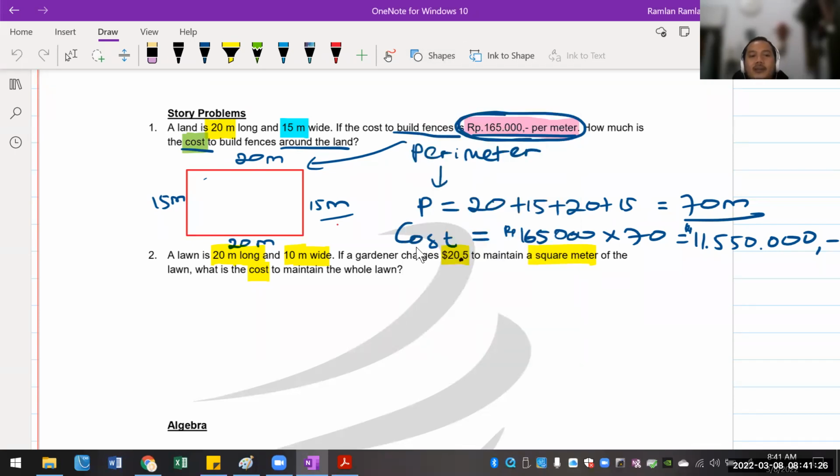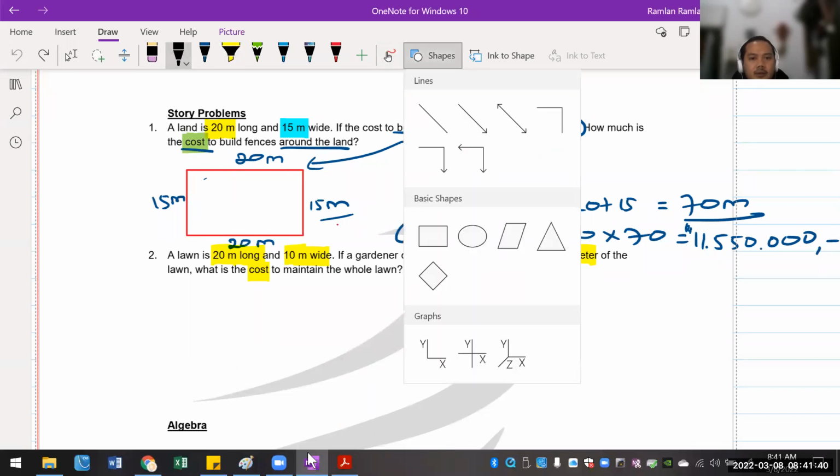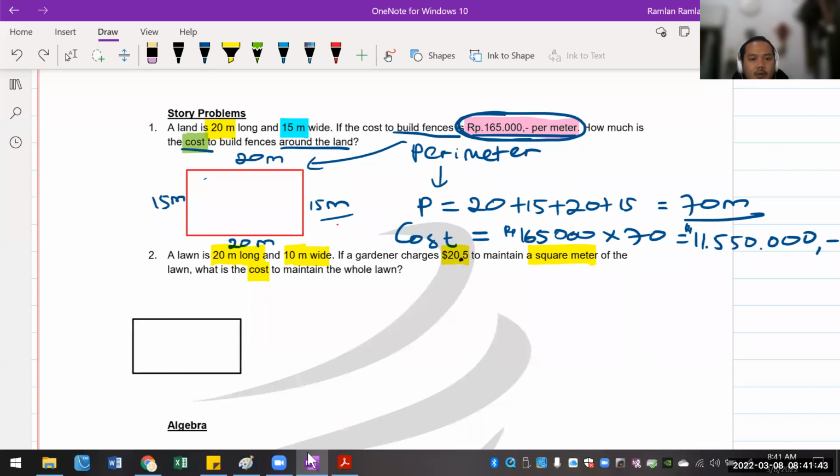So I'm gonna draw that. Oops, sorry, should not be using that. I'm using this one. Aduh, sebentar ya guys, ini kok error. Okay, so I'm gonna draw the shape. Okay, here we go. This is not to scale ya, bisa berapa aja. So the length is 20 meters, and the width is 10 meter. So if we're gonna charge 20.5 to maintain a square meter of the lawn, what is the cost to maintain the whole lawn?